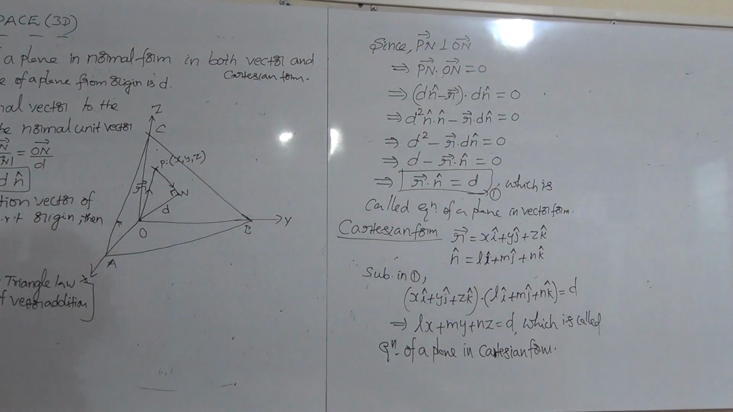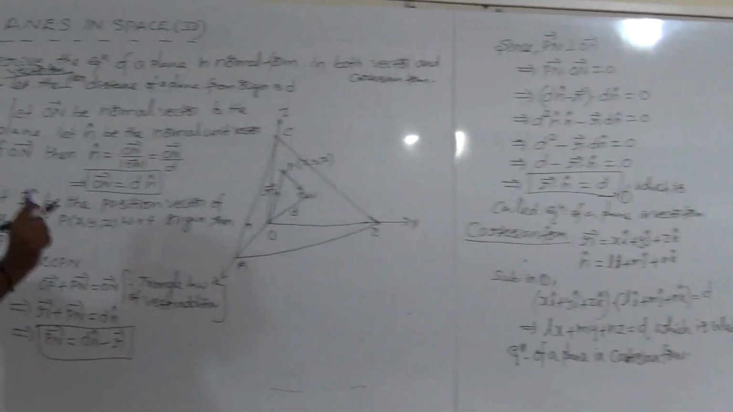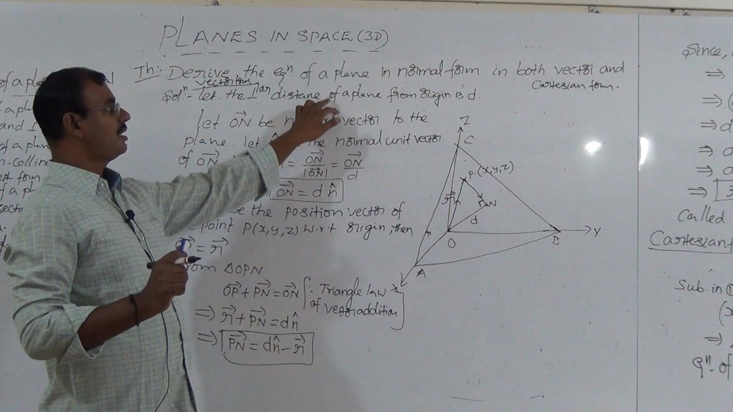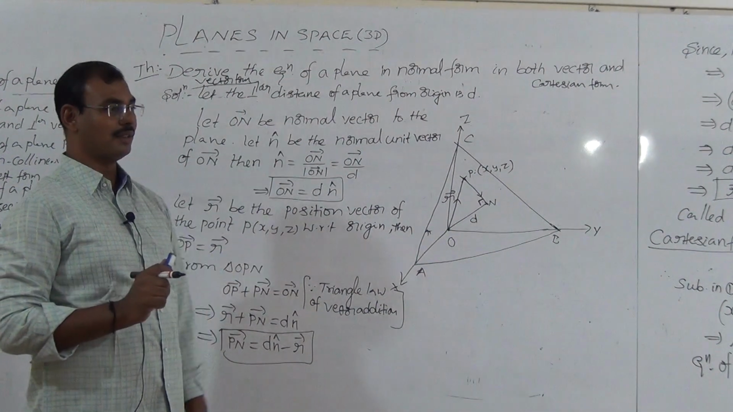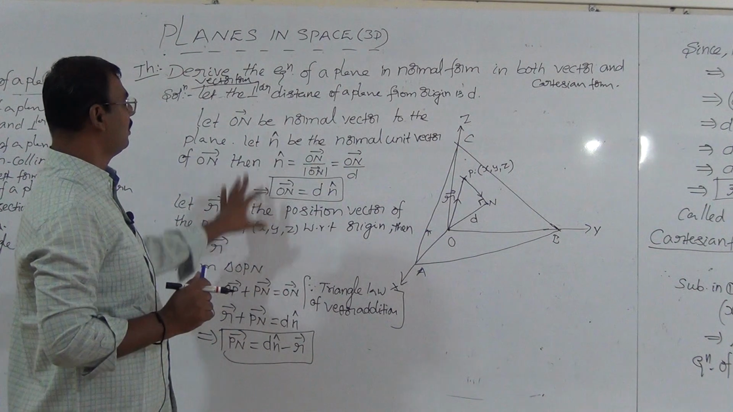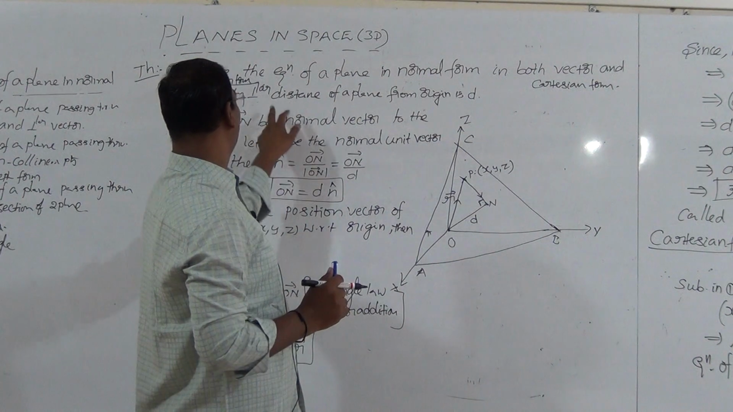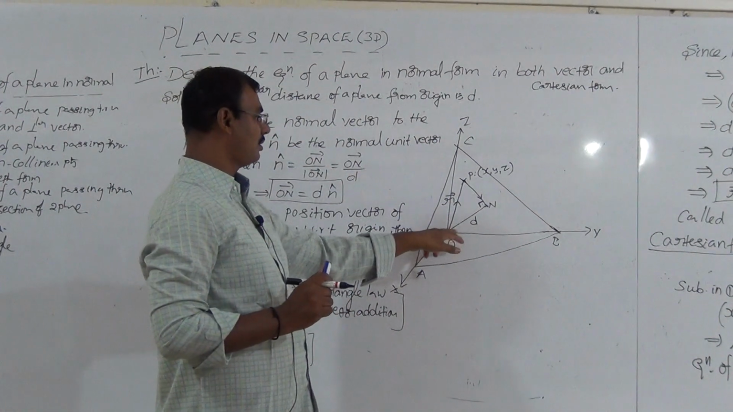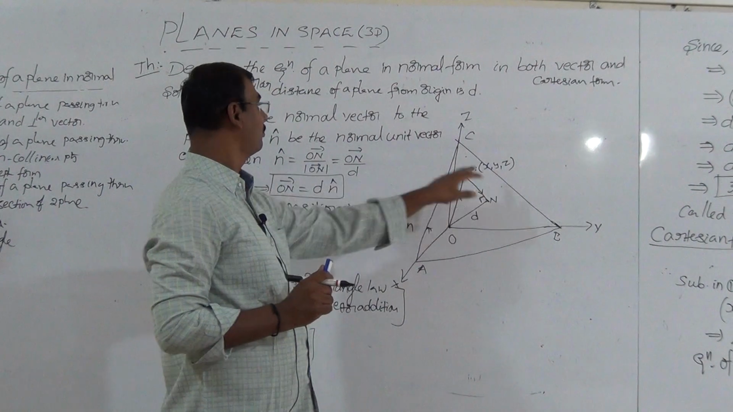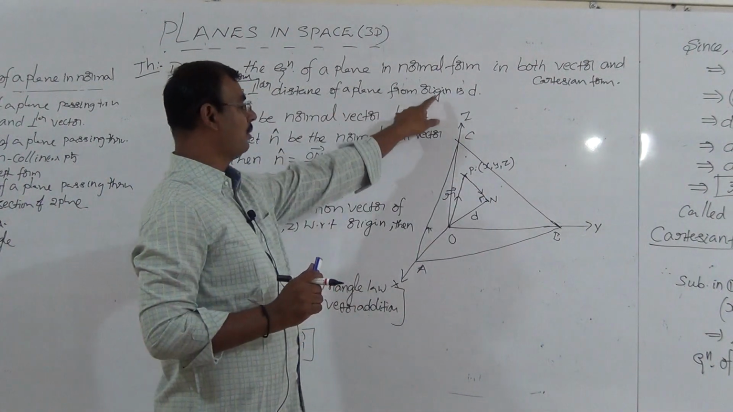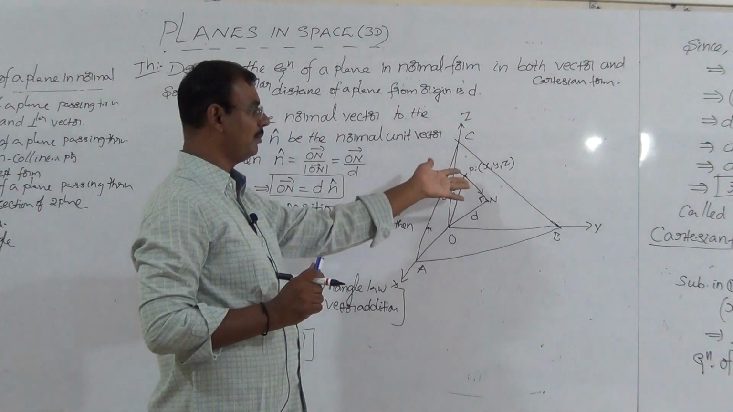Remember all of you, it is very easy to solve the question. Derive the equation of a plane in the normal form. Normal form means the perpendicular vector to the plane, and also the perpendicular distance of the plane from the origin is given. That is the meaning. All of you remember. So take the plane here in the Cartesian system. Let ON bar be the normal vector, so this is perpendicular to the plane. And the perpendicular distance of the plane from the origin is D, as given already in the statement.